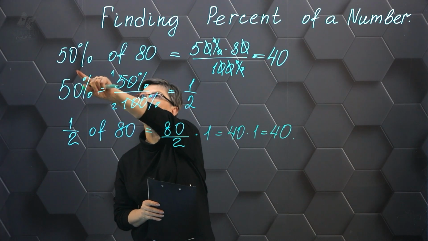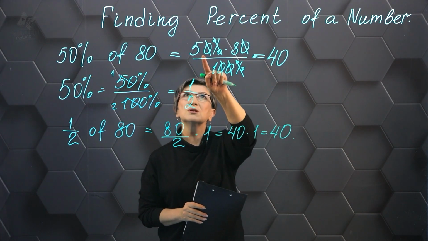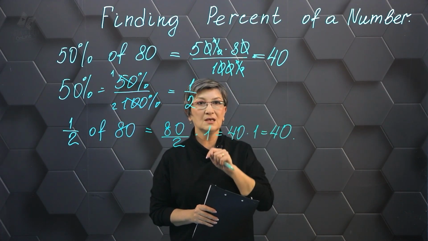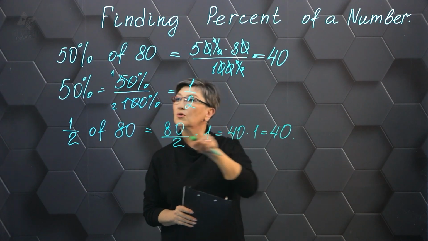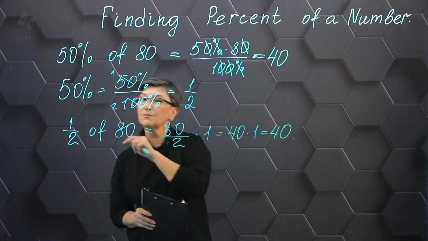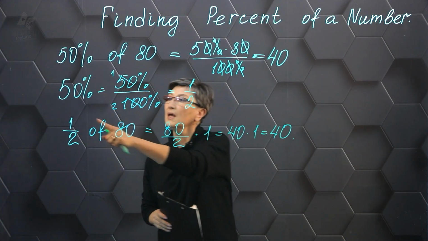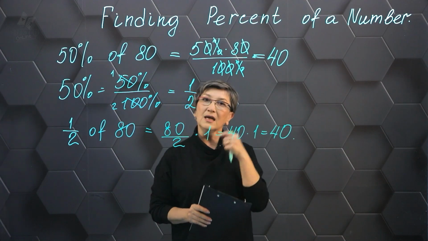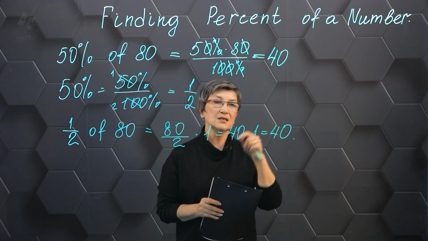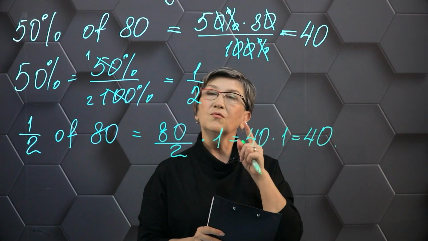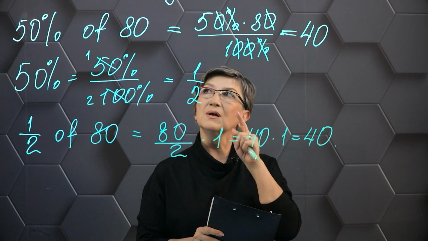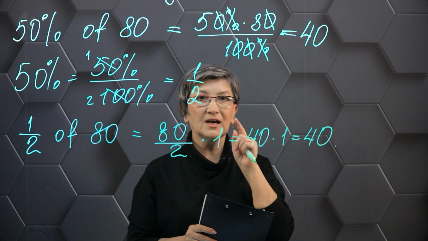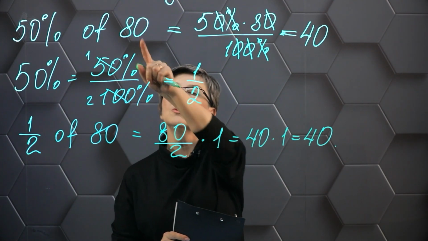If we take half of 80, we can multiply 50 by 80 and divide the result by 100, yielding 40. Alternatively, 50% can be expressed as a simple fraction, which is equivalent to one half. And half of 80 also equals 40. This is the type of straightforward method you should employ when calculating the percentage of a number.